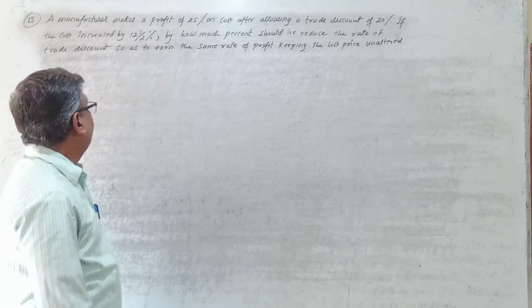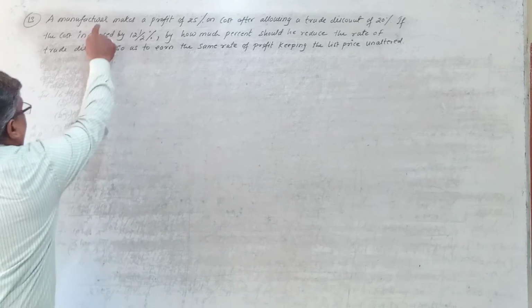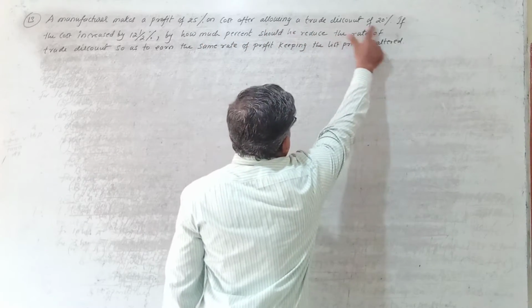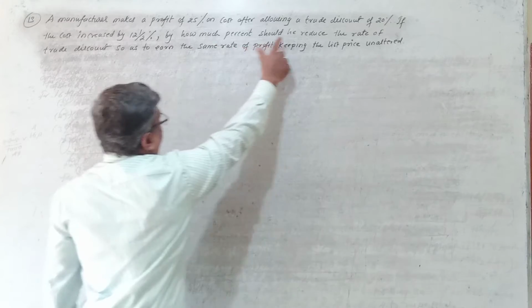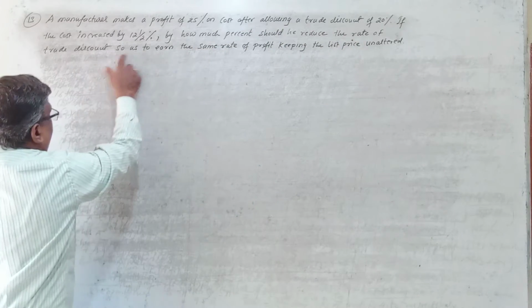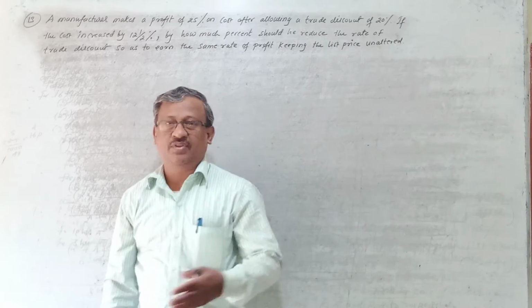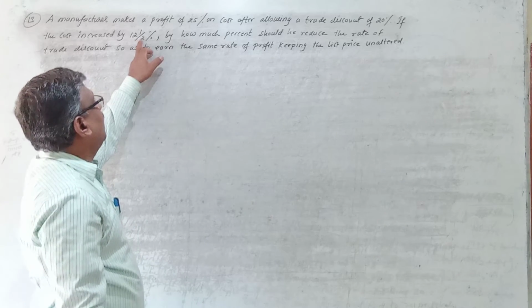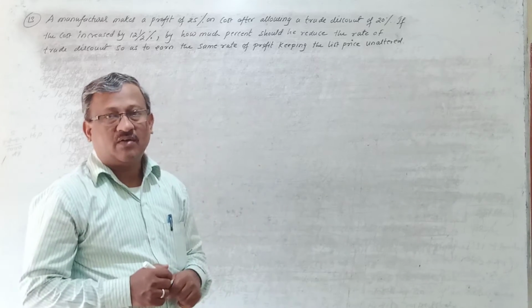So let's continue with the problem already discount. Here I have taken the next problem. A manufacturer makes a profit of 25% on cost after allowing a trade discount of 20%. If the cost increases by 12.5%, by how much percent should he reduce the rate of trade discount so as to earn the same rate of profit, keeping the list price unaltered, without changing the list price? That is the question they have asked here.